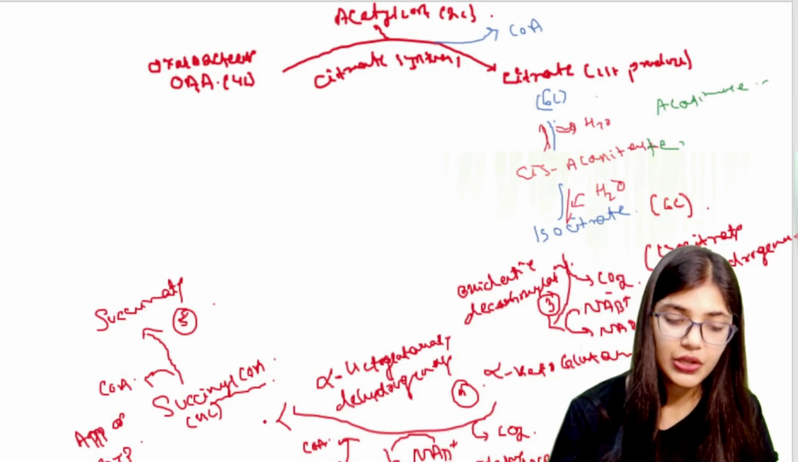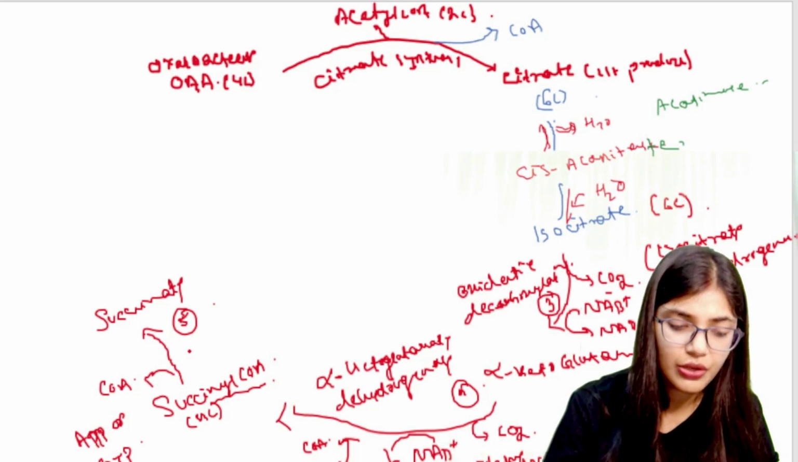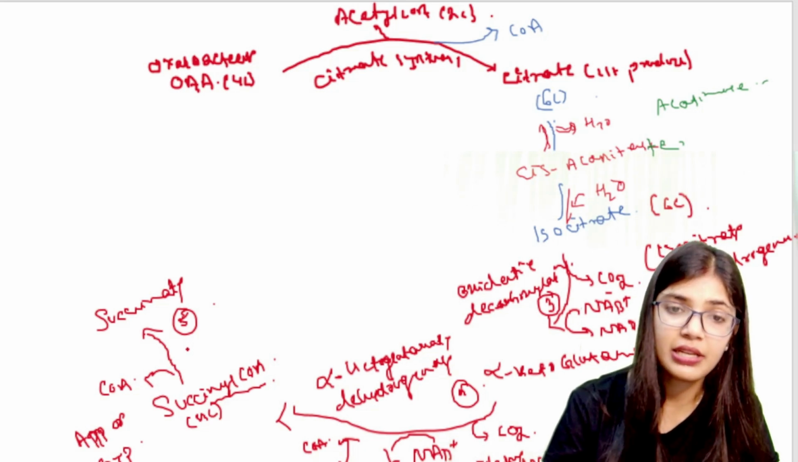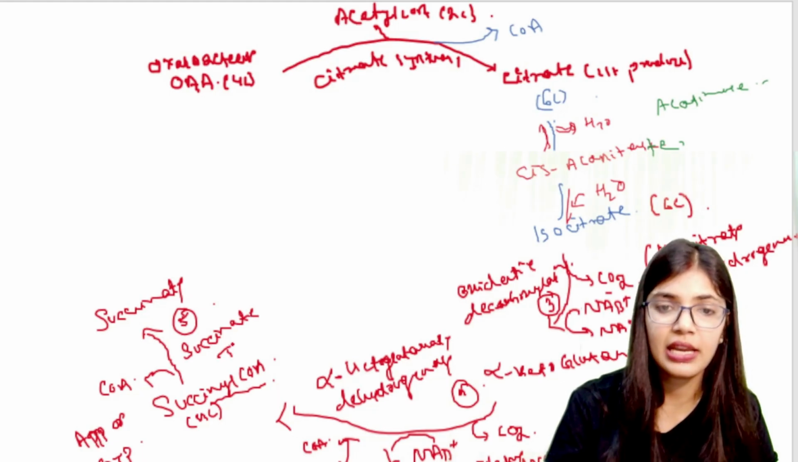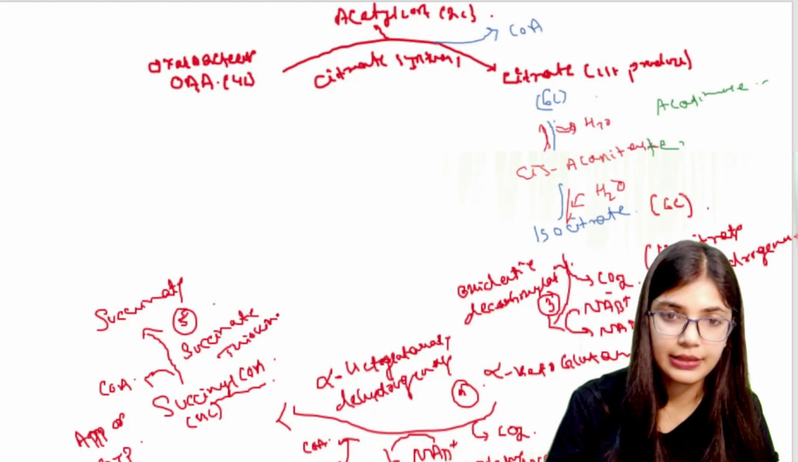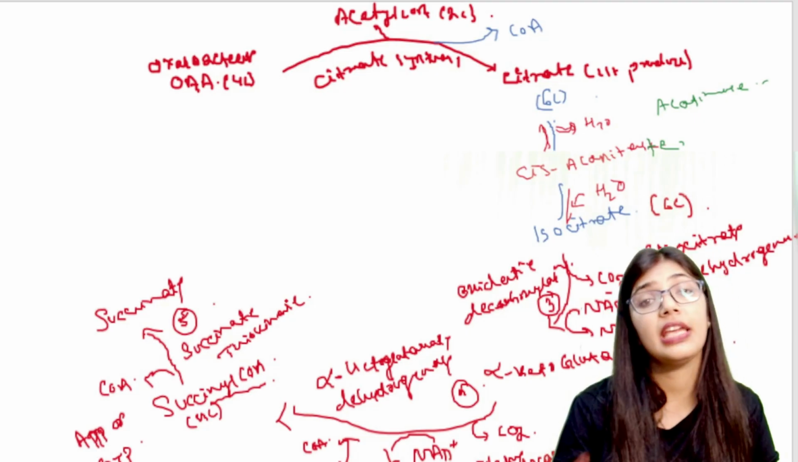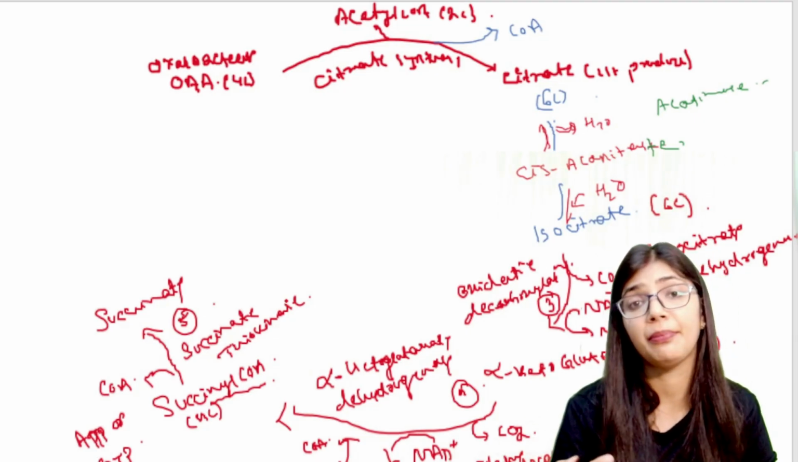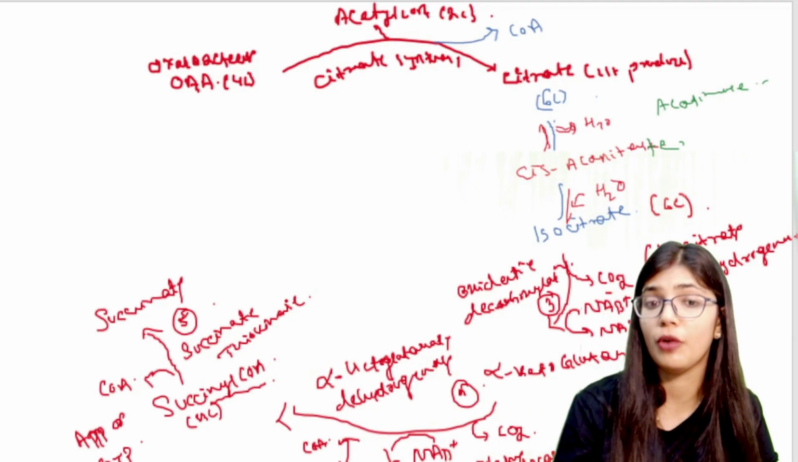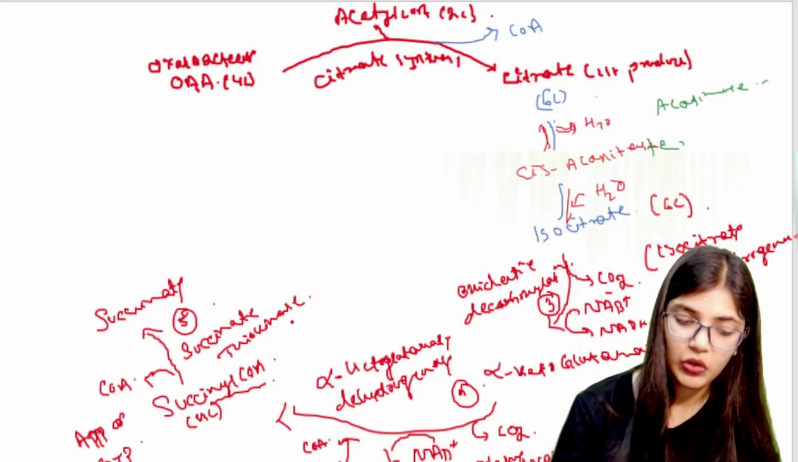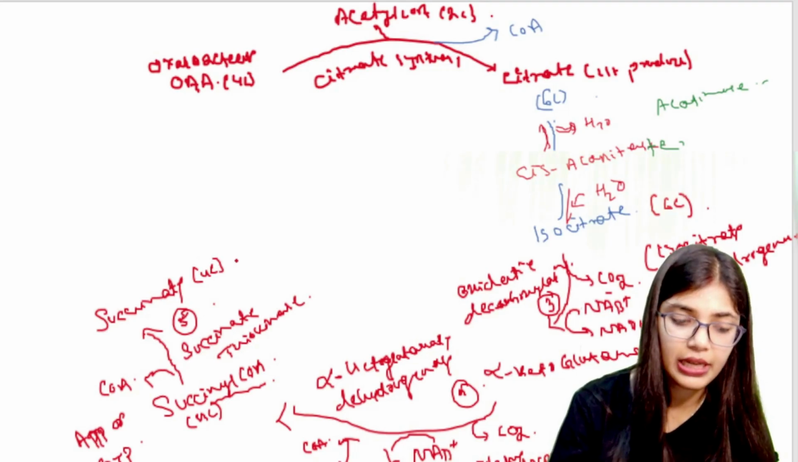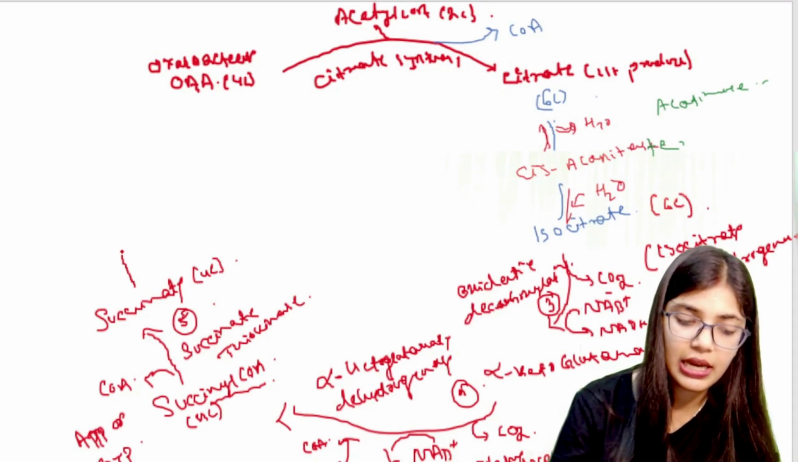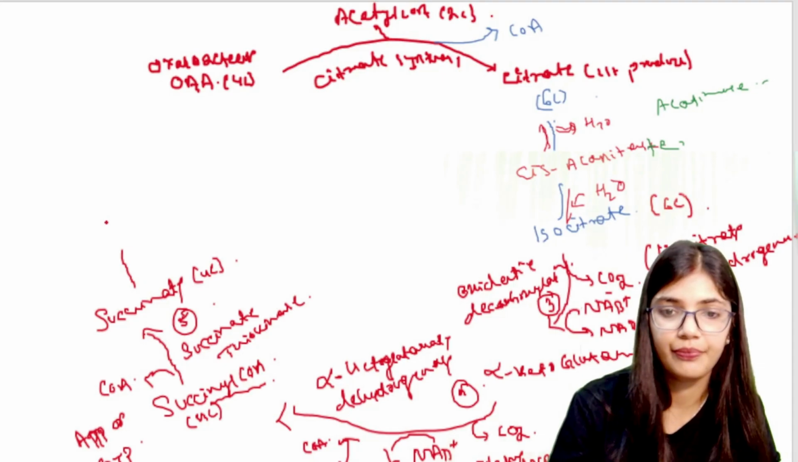In this case there is a requirement of an enzyme. It is known as succinate thiokinase. Kinase means it will give a phosphate, and the phosphate will be taken up by ADP or GDP to form ATP or GTP. Now the succinate which is formed is also a 4-carbon containing compound. The succinate will form the fumarate.